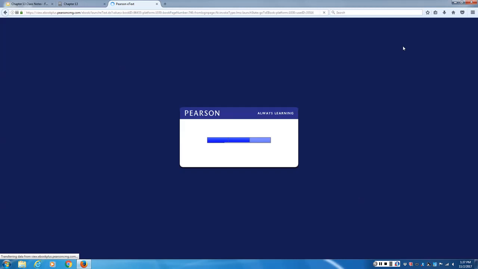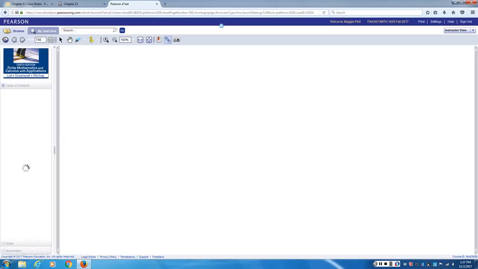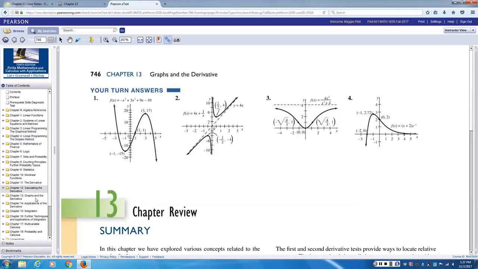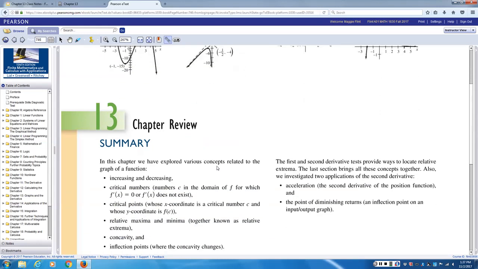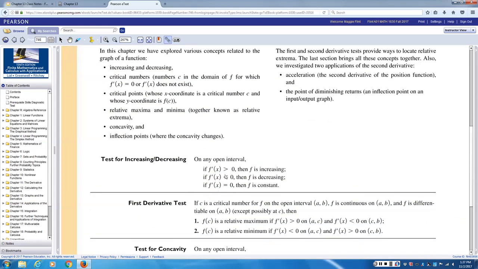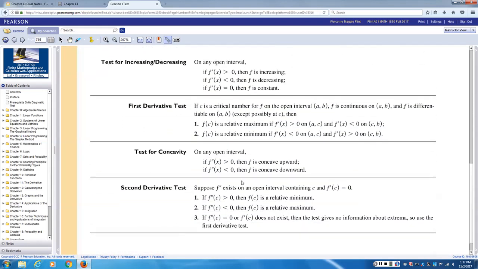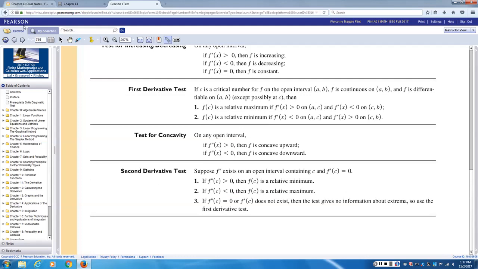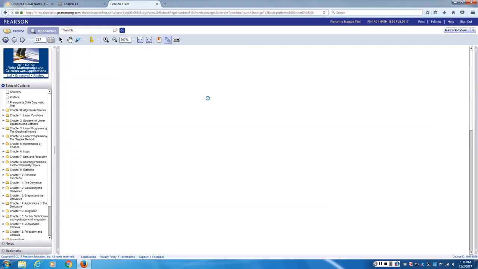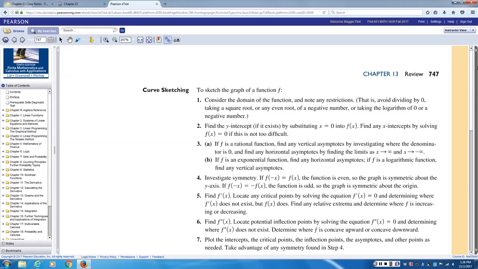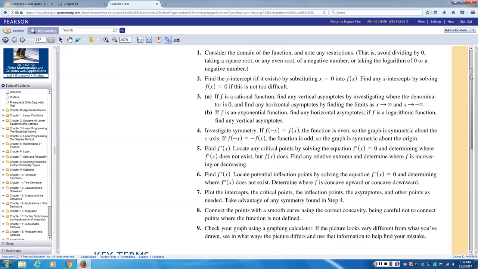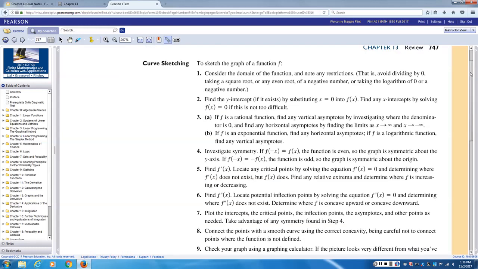So as far as taking notes, if you want to go into Pearson and open up your textbook to the Chapter 13 review. Just load it up and show me.